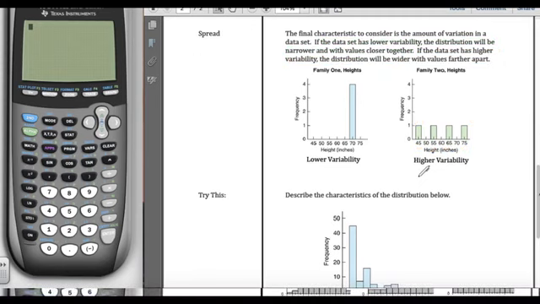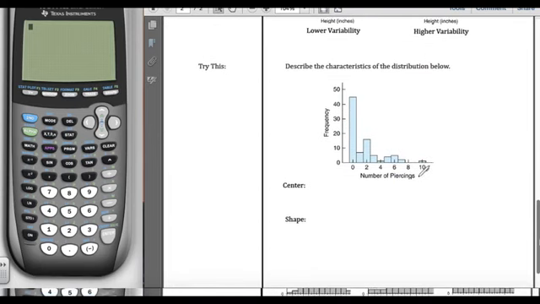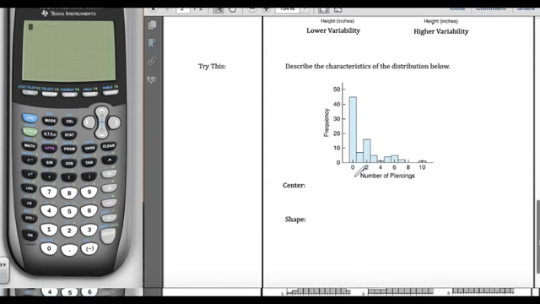Just one quick example to wrap up these characteristics. I want to describe the center and the shape of this particular histogram. The center and the shape. I don't want to describe the spread because I don't have another histogram to compare it to. Is it more spread out or less spread out? But the center, for now we're saying it's the typical value. It's where the highest peak is.